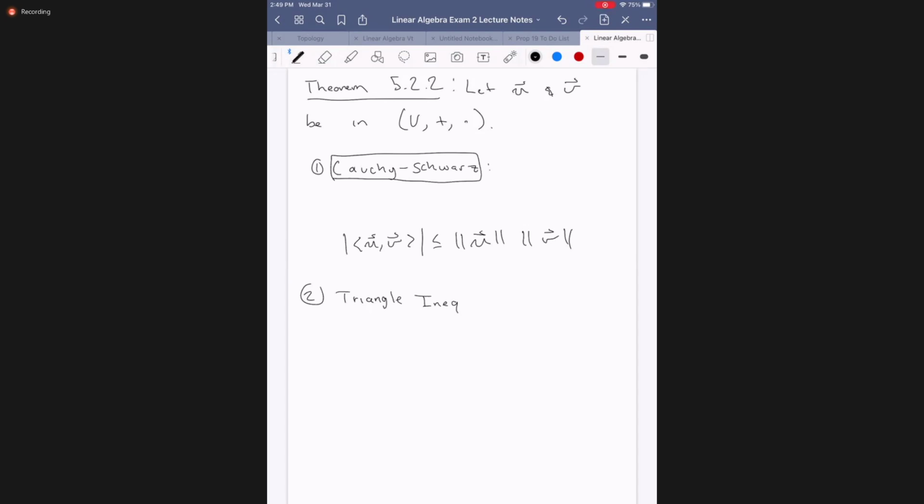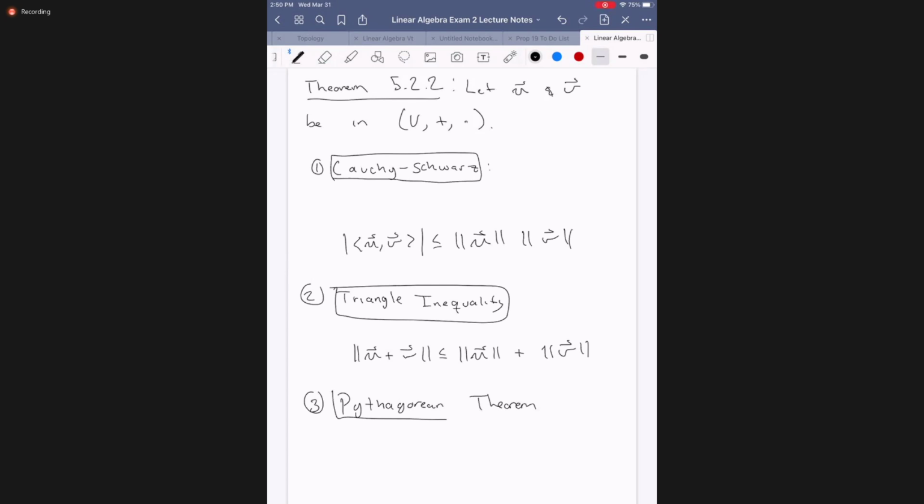Second, we have the triangle inequality here too, which means the norm of U plus V is less than or equal to the norm of U plus the norm of V. And third, we have the equivalent of the Pythagorean theorem here as well, meaning the norm of U plus V, squared, is equal to the norm of U squared plus the norm of V squared.